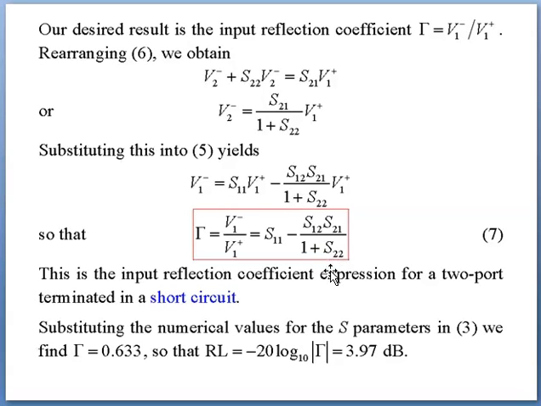So just plug in all those values with the S11, S12, S21, and S22. Then you will have your reflection coefficient equal to 0.63 and your return loss will be 3.97 dB.